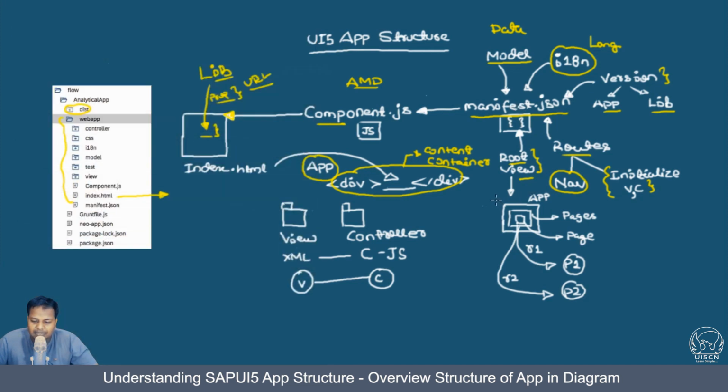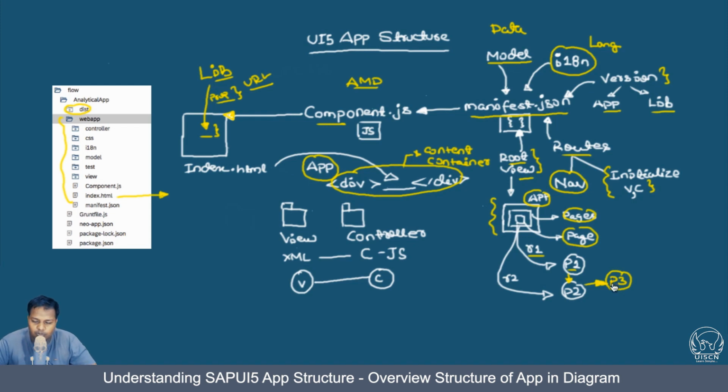Okay, so if you see the final app, we have an app, then the app contains pages, and the pages will contain a page, and the page will have an ID, and from the route we can navigate from page 1 to page 2 and from page 2 to page 3. Okay, so that is how the routing will be carried out within the app.